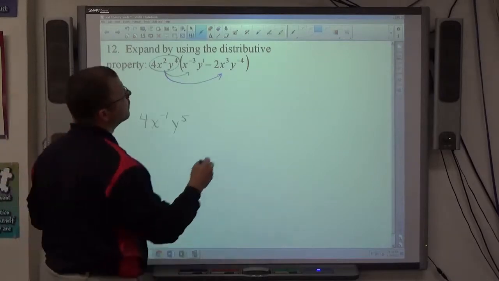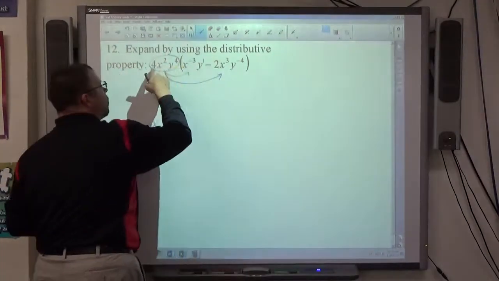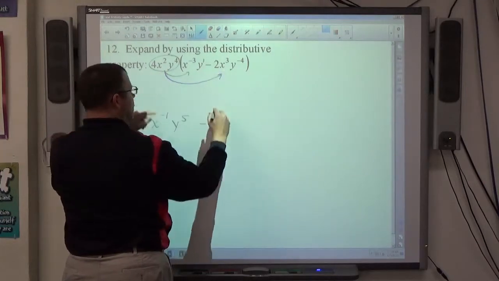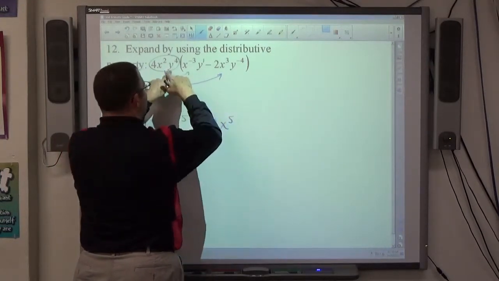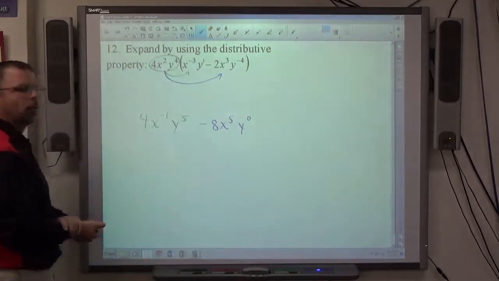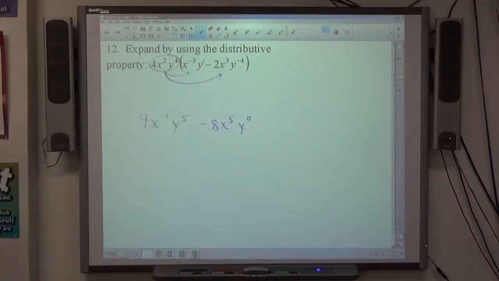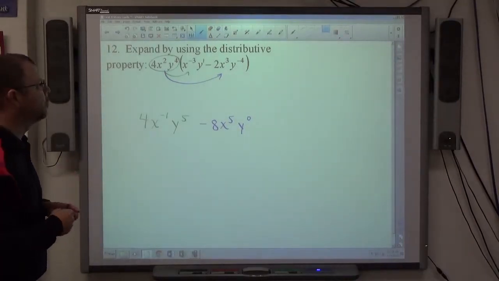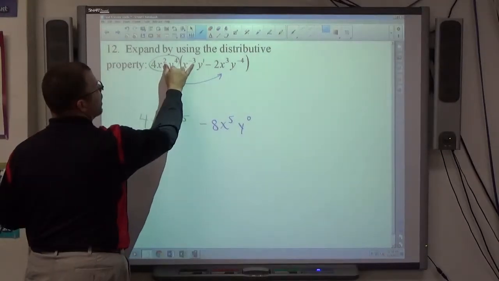We'll leave that for now. 4 times negative 2 is negative 8. X squared times x cubed makes x to the fifth. And y to the fourth and y to the negative fourth make y to the 0. So that's priority 1. Do the multiplication, get what you get. With letters of the same type, you add the exponents of the letters that are there, using good addition rules. These are different signs, so I subtracted.